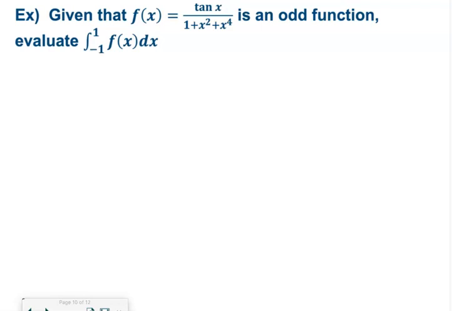Tangent is odd. 1 plus x squared plus x to the 4th is even. Odd divided by even is odd. So, if we were to evaluate the integral from -1 to 1 of this big giant function, what would the answer be? 0. Done. Yay. Right? Okay. Yeah, odd functions are nice.